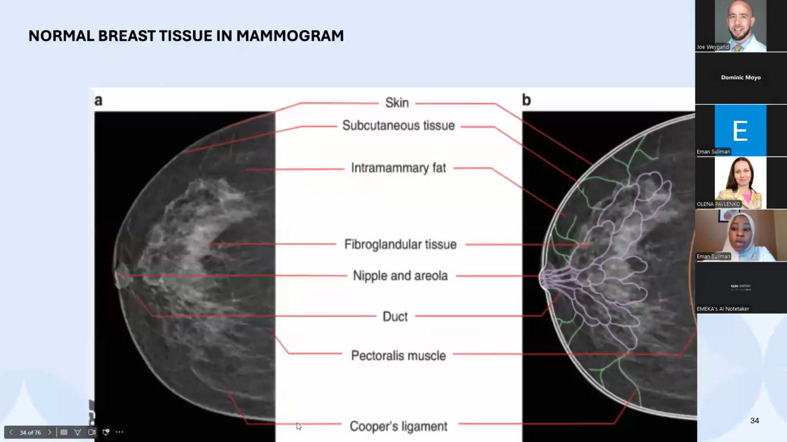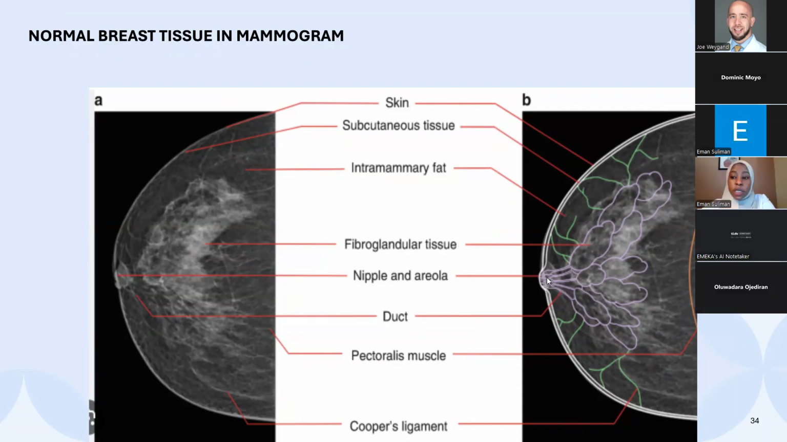Yes, this is a mammogram of the breast. It shows normal breast tissue. Here is the fat, and here are the lobes and lobules and the fibrous tissue, and here are the ducts converging into the nipple.